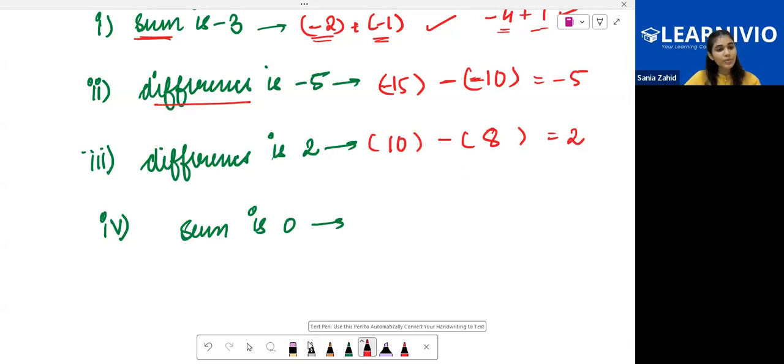See, this is a very easy question. Tell me any two numbers on subtracting which you will get 2. Difference is 2. That means 10 minus 8 you will get 2. You can do 5 minus 3 also. You can do 4 minus 2 also. Okay. Sum is 0.